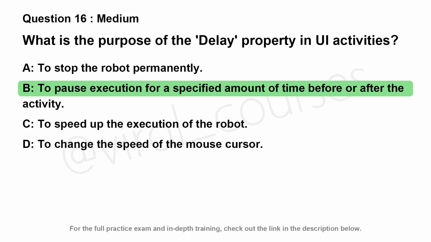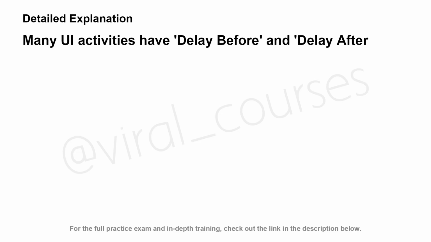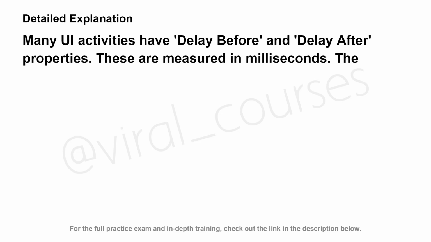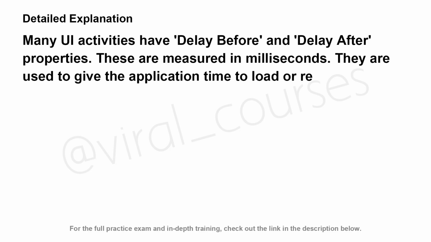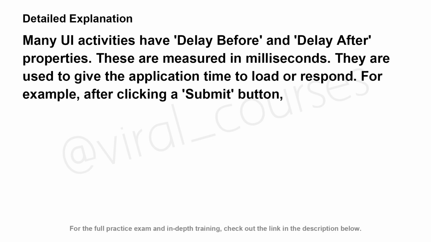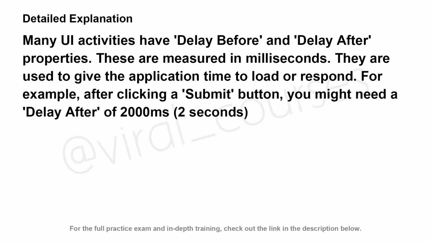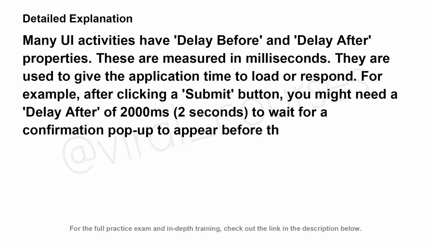The correct answer is B. Many UI activities have delay before and delay after properties. These are measured in milliseconds. They are used to give the application time to load or respond. For example, after clicking a Submit button, you might need a delay after of 2000 milliseconds, 2 seconds, to wait for a confirmation pop-up to appear before the next activity starts.